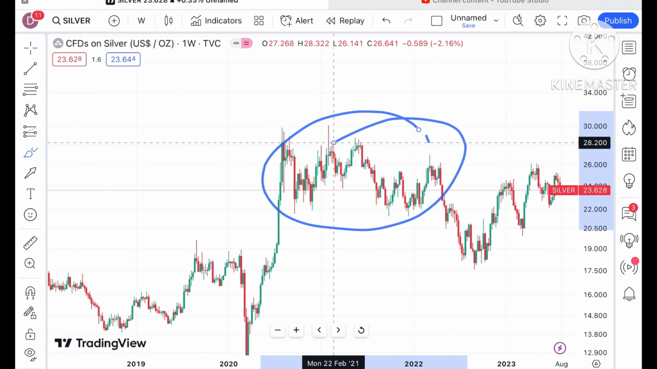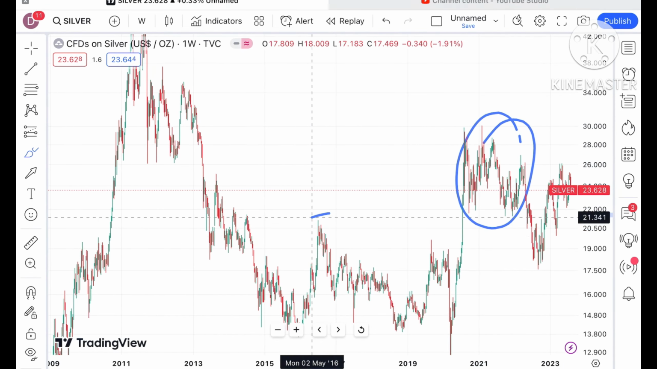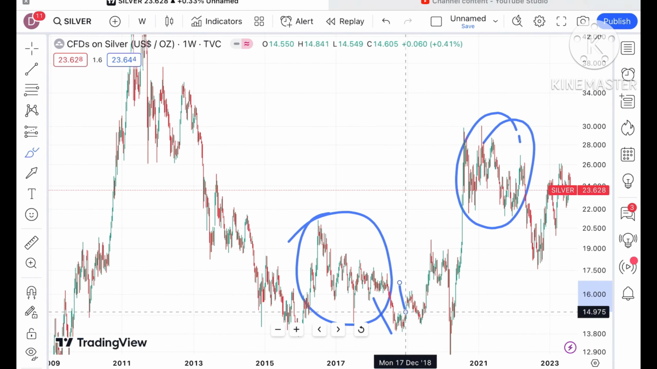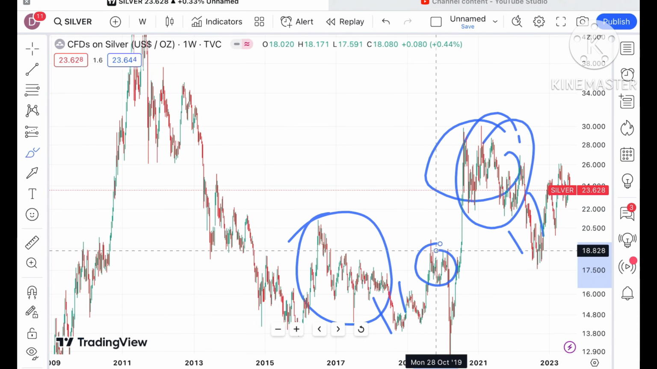How is the silver moving? It is moving in a zone. Whenever the zone breakout happens, we have seen an upside and even a downside.